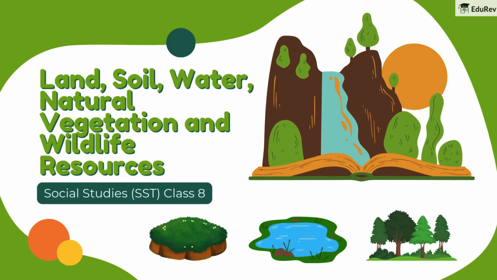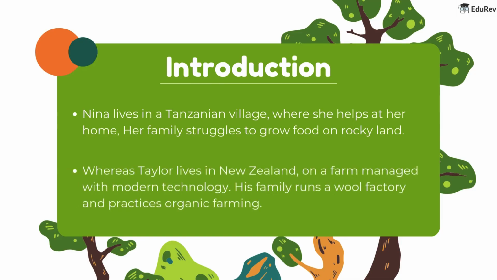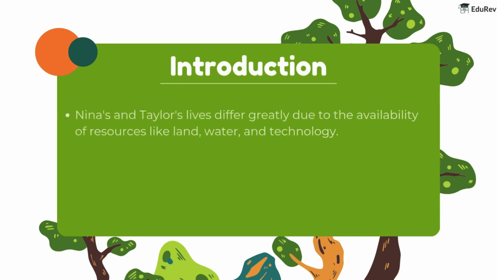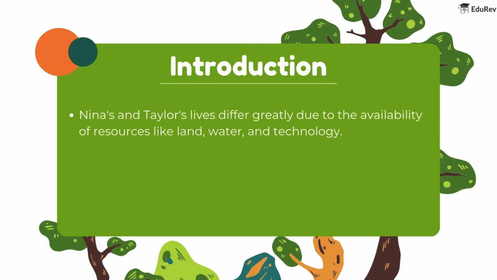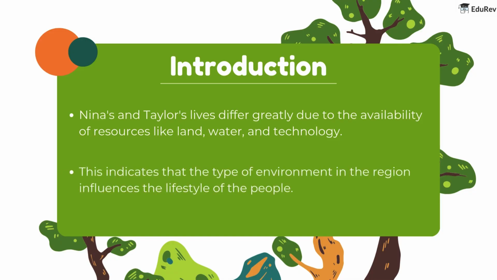Let's begin. Nina lives in a Tanzanian village where she helps at her home. Her family struggles to grow food on rocky land. Whereas Taylor lives in New Zealand on a farm managed with modern technology. His family runs a wool factory and practices organic farming. Nina's and Taylor's lives differ greatly due to the availability of resources like land, water, and technology. This indicates that the type of environment in the region influences the lifestyle of the people.